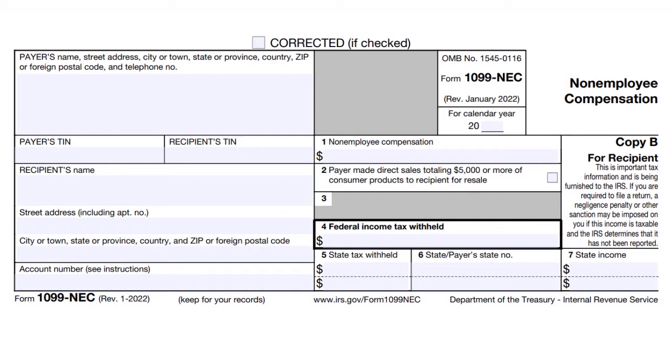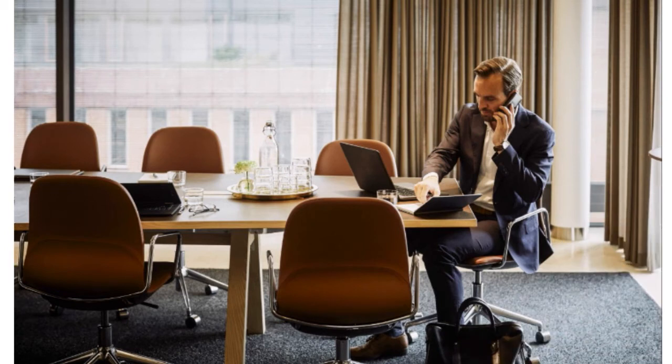So as a payer, you are required to have this completed. The payer, in other words, the companies you work for, they are required to have this completed and postmarked by the end of January each year. So to file your taxes, boss, you can do things yourself, DIY, or hire a pro. It really depends on how complex your taxes are.